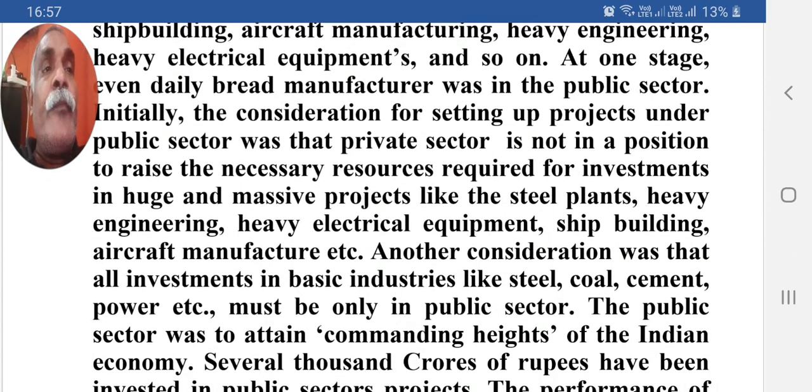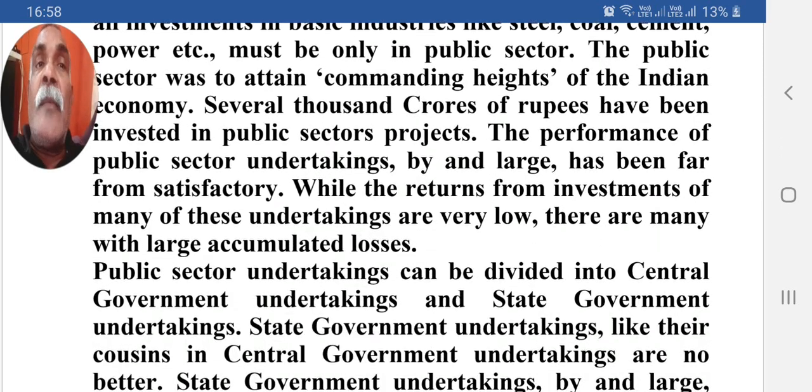Initially, the consideration for setting up projects under the public sector was that the private sector was not in a position to raise the necessary resources required for investment in huge and massive projects like steel plants, heavy engineering, heavy electric equipment, shipbuilding, aircraft manufacturing, etc. Another consideration was that all investments in basic industries like steel, coal, cement, power, etc. must be only in the public sector because these need heavy investment often. The public sector was to attain the commanding heights of the Indian economy. Several thousand crores of rupees have been invested in public sector projects.